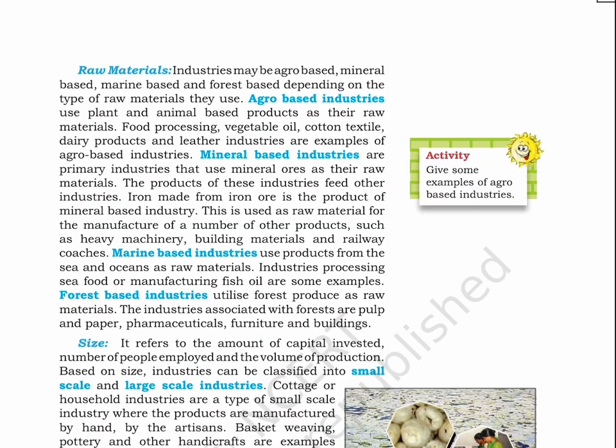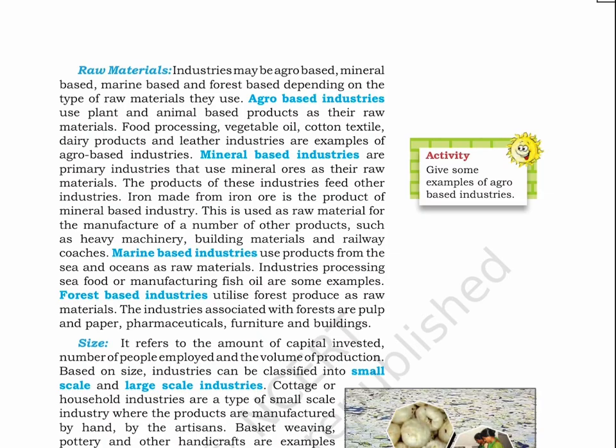oceans as raw materials. Industries processing seafood, or manufacturing fish oil are some examples. Forest-based industries utilize forest produce as raw materials. The industries associated with forests are pulp and paper, pharmaceuticals, furniture, and buildings.